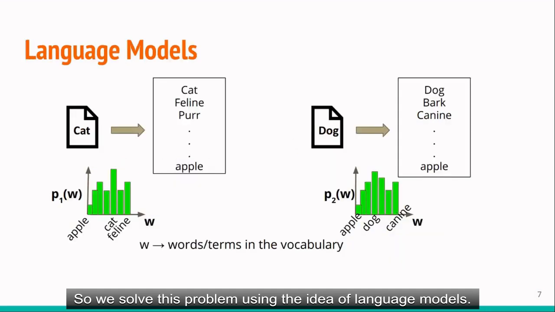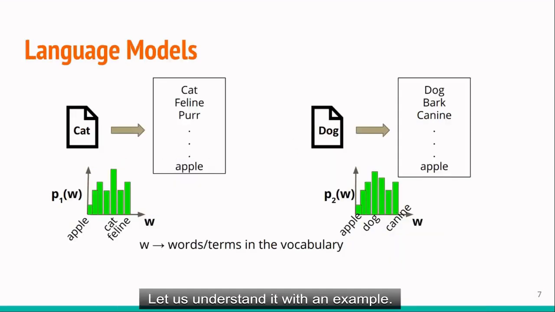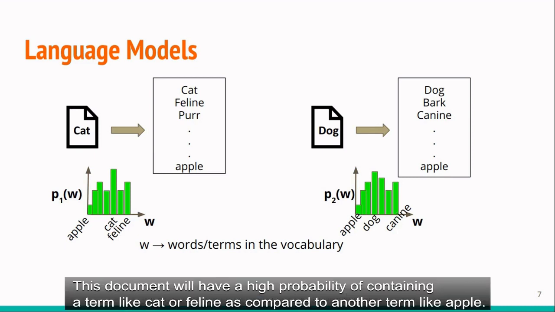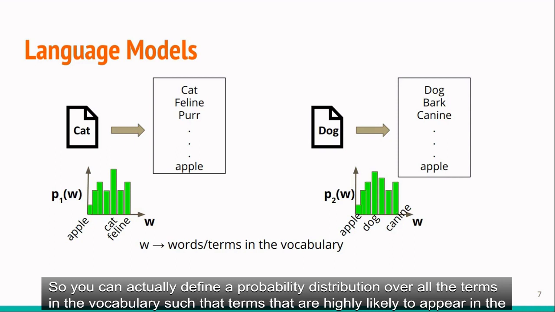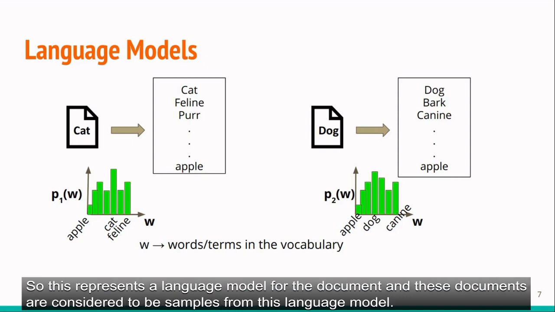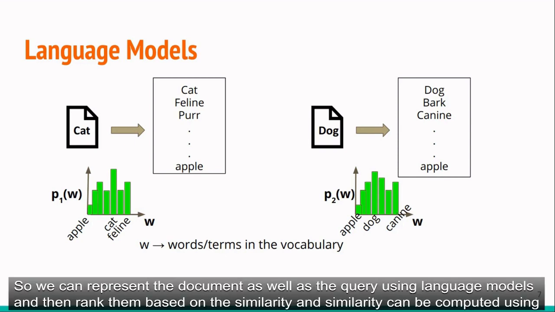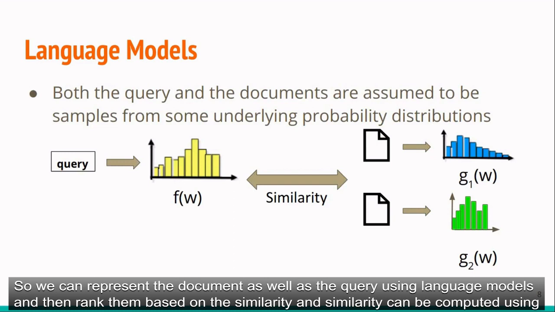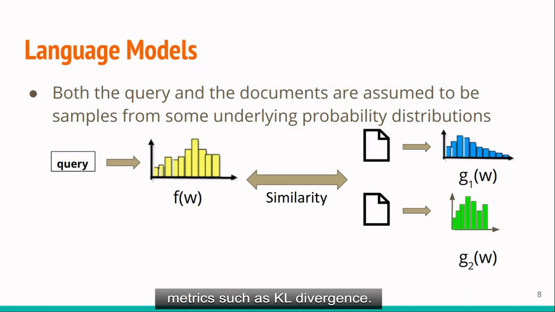So we solve this problem using the idea of language models. Let us understand it with an example. Consider you have a document about cats. This document will have a high probability of containing a term like cat or feline as compared to another term like apple. So you can actually define a probability distribution over all the terms in the vocabulary such that terms that are highly likely to appear in the document get high probability and those that are unlikely to appear in the document get very low probability. So this represents a language model for the document, and these documents are actually samples from this language model. So we can represent the document as well as the query using language models and then rank them based on the similarity. And this similarity can be computed using metrics such as KL divergence.